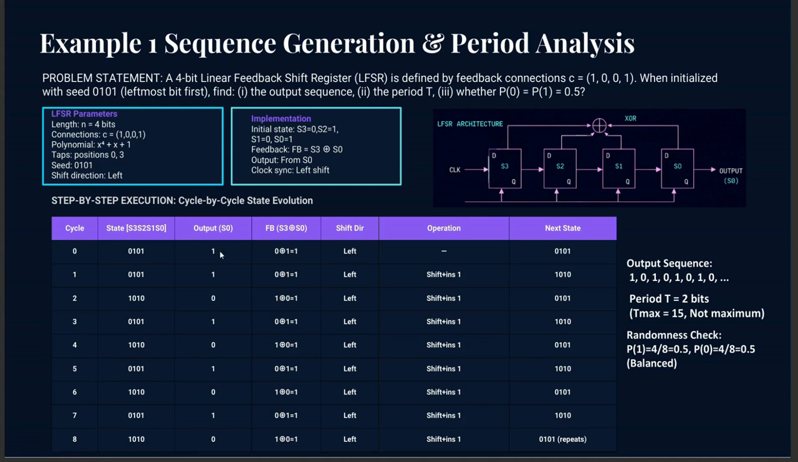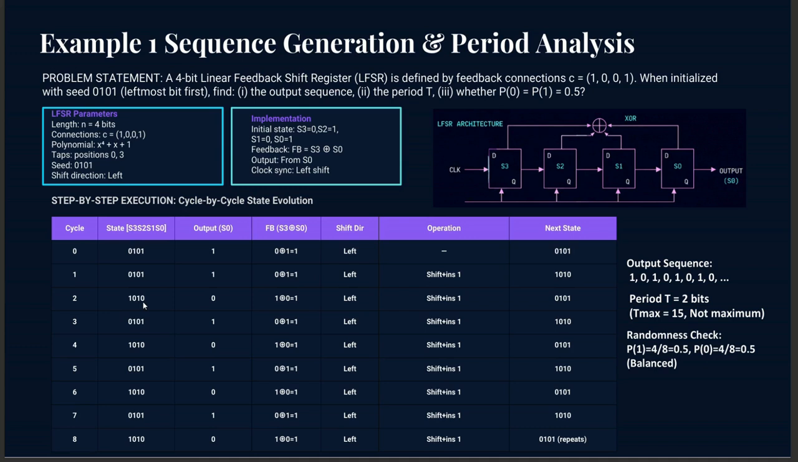Now let us simulate the first cycle carefully. The current state is 0101, the output bit S0 equals 1. We calculate the feedback, that is S3 XOR S0. Sorry, S3 XOR S0: 0 XOR 1 equals 1. Now the register performs a left shift. After shifting and inserting feedback 1, the next state becomes 1010. And the next cycle, that is cycle 1.